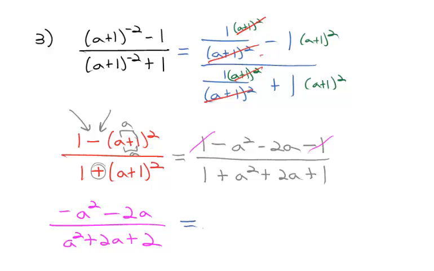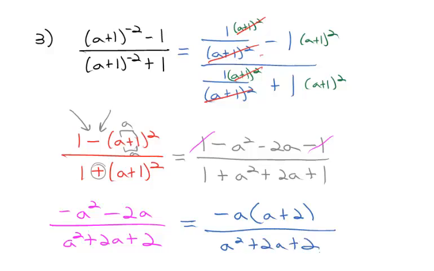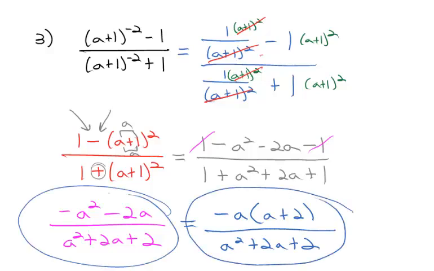And I guess technically in the numerator we can factor out a negative a, leaves behind a plus 2. But that denominator is not going to factor at all, so this time we're not going to get any reducing. So either one of these two answers would be just fine for our final solution.